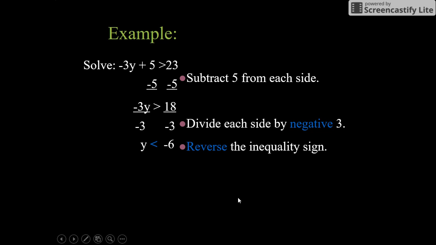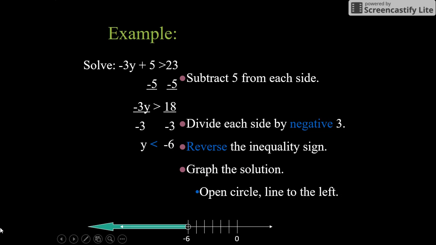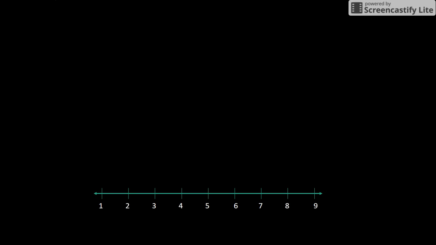What kind of a graph would we do on this? Well, we know that y is less than, so we know that it's got to go to the left. And we know that it's just a normal less than sign, so it's going to be an open circle starting at negative 6 and going to the left. There you go. Does that make sense? I hope so.